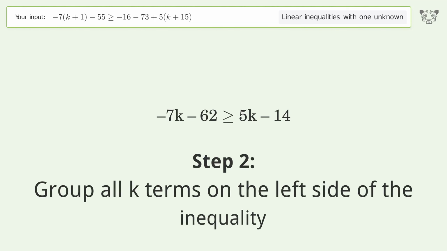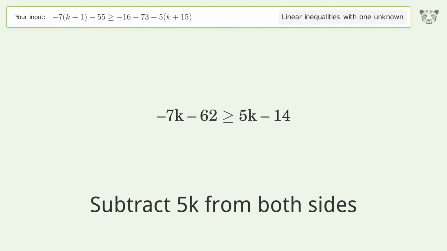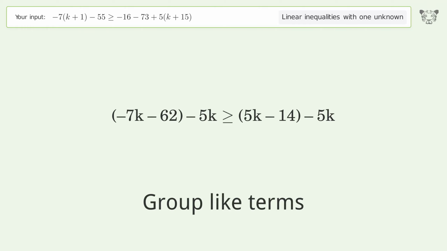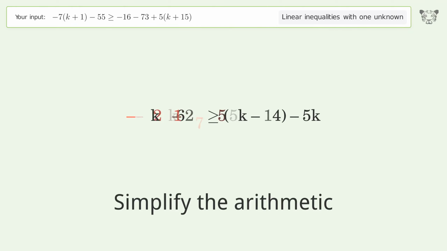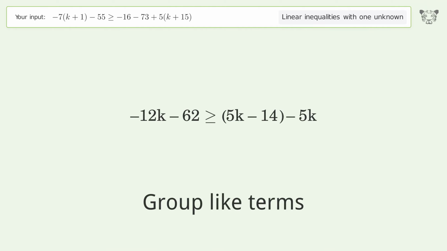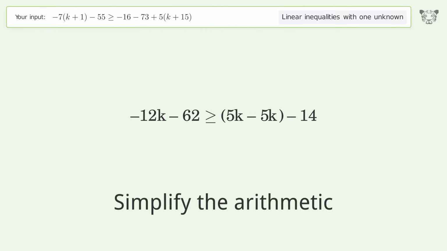Group all k terms on the left side of the inequality. Subtract 5k from both sides. Group like terms. Simplify the arithmetic. Group like terms. Simplify the arithmetic.